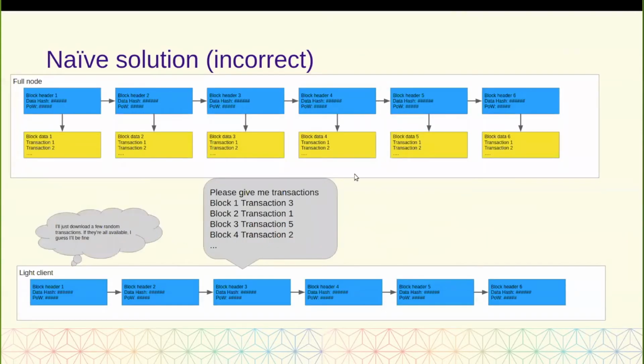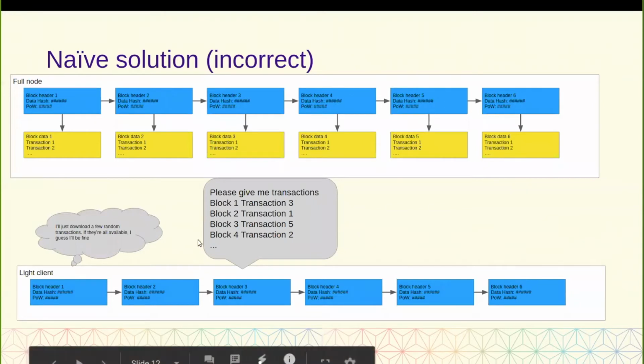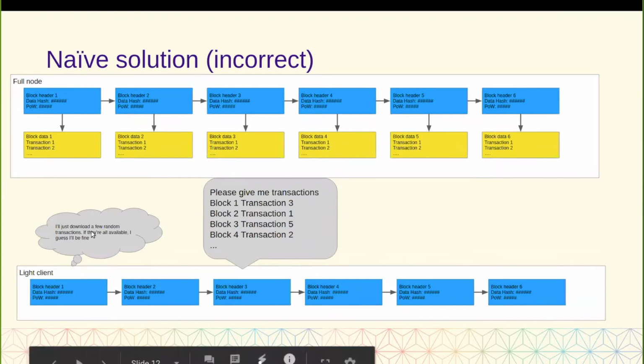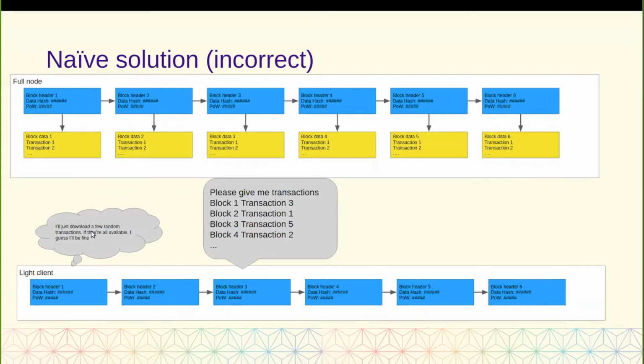Okay, so let's come to a first naive solution, which is basically the light client says, well, what I'll do is check whether the data is there. I'll just sample a few of the transactions, ask for a few random transactions and see if they're all there. And surely if those transactions are available, then I should be pretty safe. It should be pretty unlikely that someone can trick me and present me with some unavailable data.